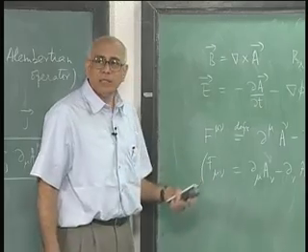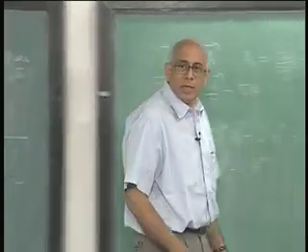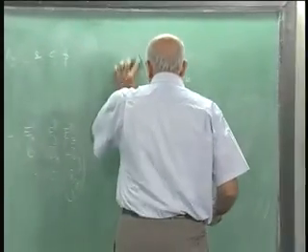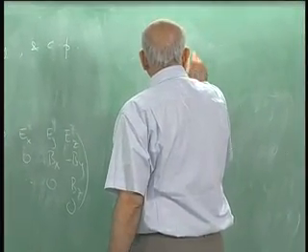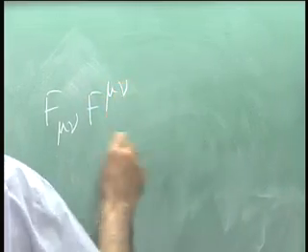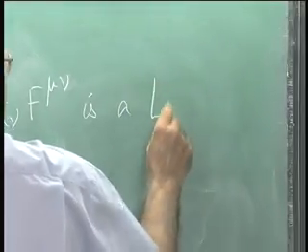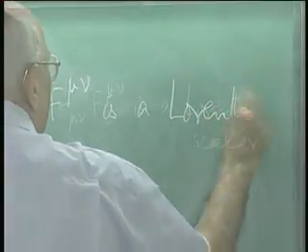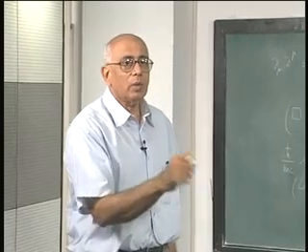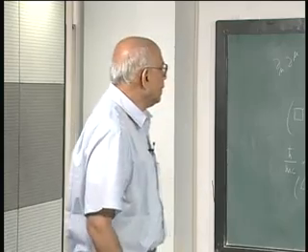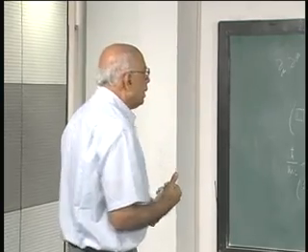Given this as F mu nu, you can construct several invariants and check which of them are independent. It is immediately clear that F mu nu F mu nu is a Lorentz scalar. So I want you to write this matrix out, the two matrices out, multiply them and check out what combination is invariant. Incidentally, you should be a little more careful.